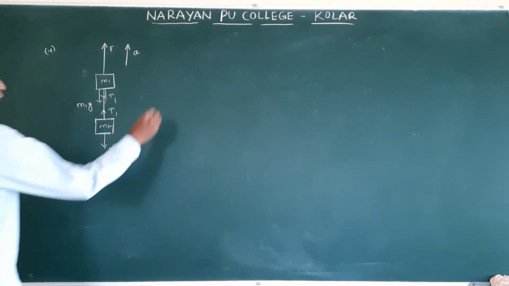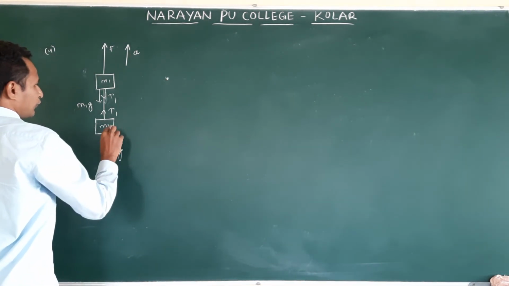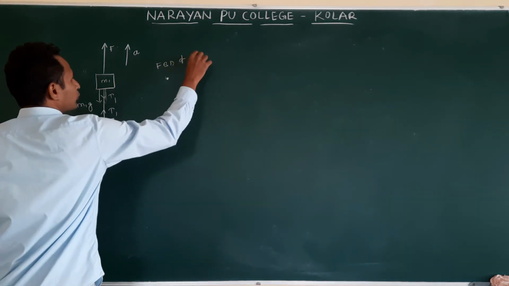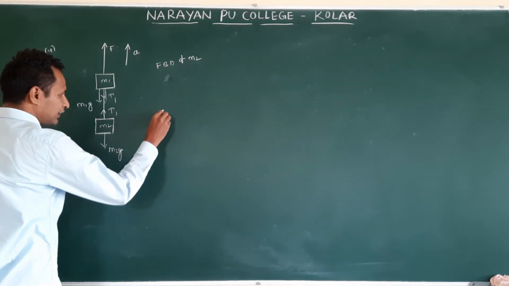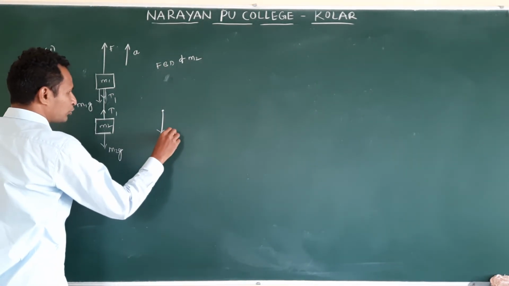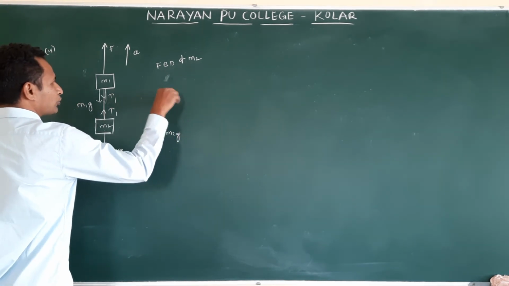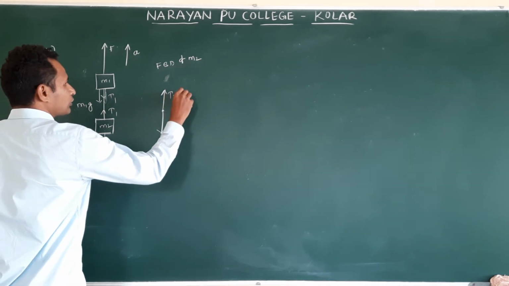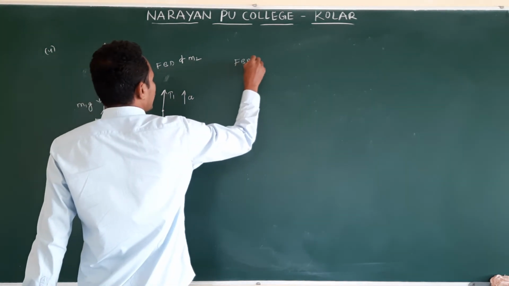Now the free body diagram for the first object or second object. This is the FBD of M2. Okay. What forces are acting? M2G acting downwards, tension acting upwards. Is it accelerating up or down? Upwards. Okay. Next, FBD for M1.